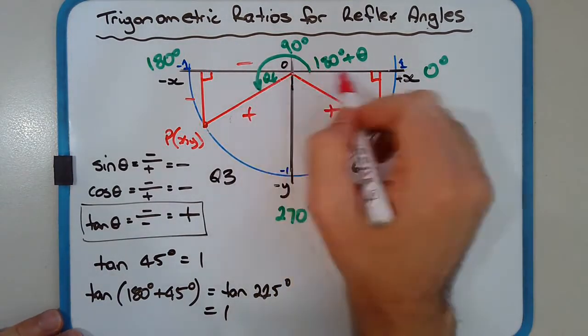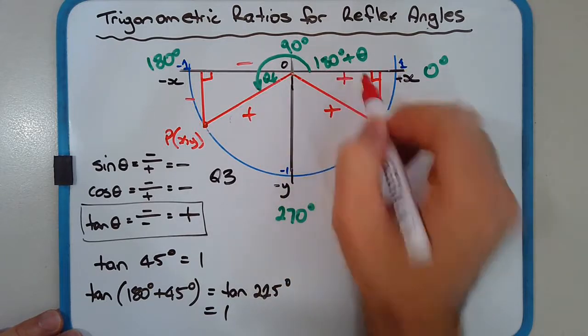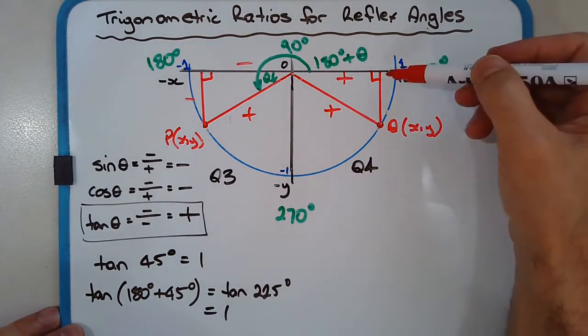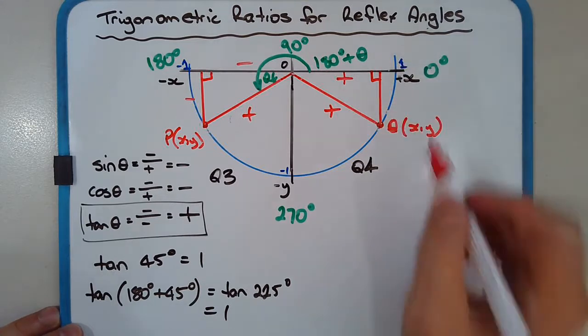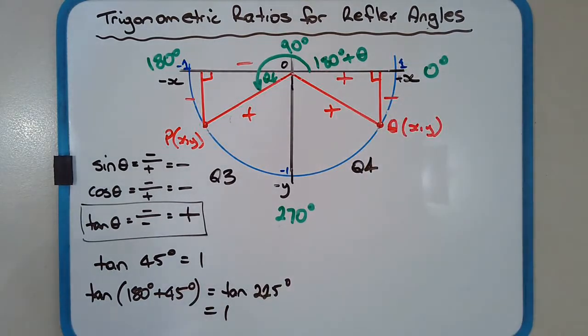This time around, the adjacent side, to the right of the origin, is positive as well. But the opposite side is negative. It's below the x-axis. Okay, it's negative.